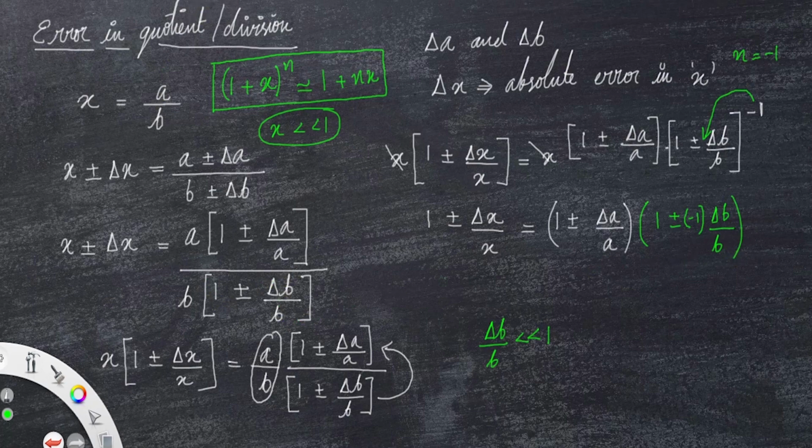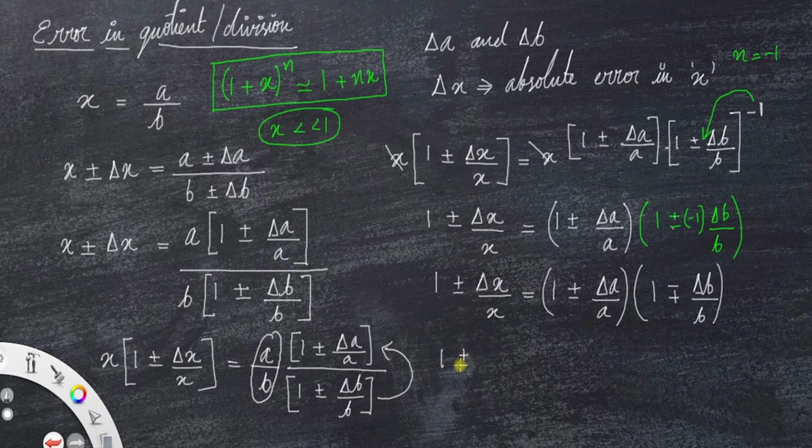Clear? Simplifying this, you will get 1 plus or minus delta x by x is equal to 1 plus or minus delta a by a into, see, minus 1 into plus into minus 1. First write this 1. Plus into minus 1 is minus. Minus into minus 1 is plus. So this is equal to delta b by b.